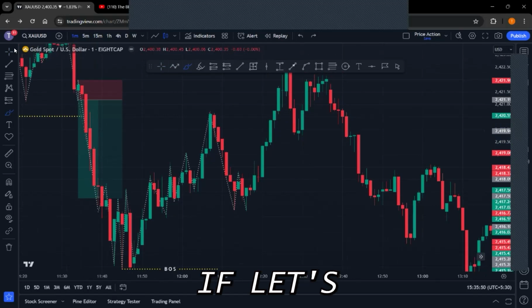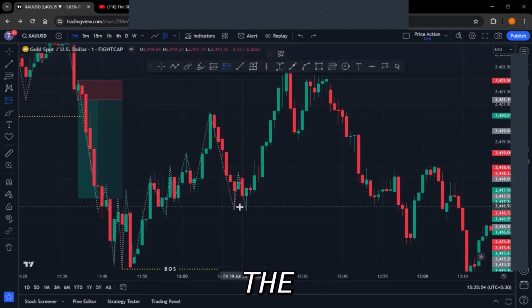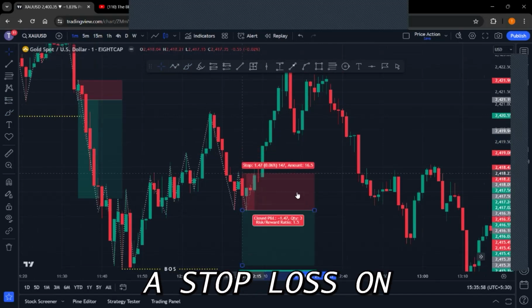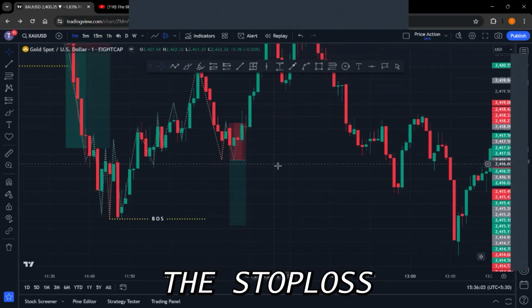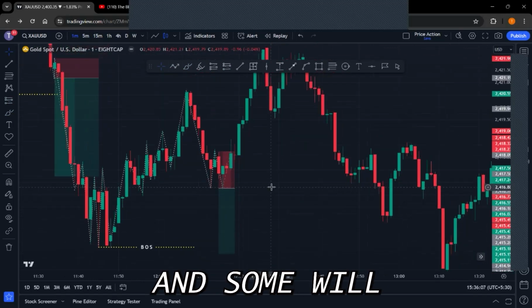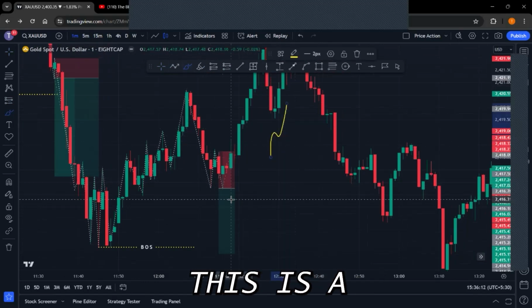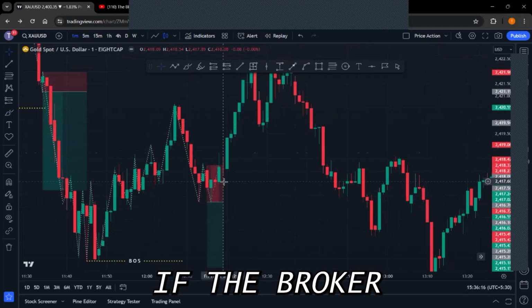Okay, and even if, let's say, sometimes in some brokers, what happens is instead of creating these equal lows, you might see a small breakout. You need to take entry on that breakout, putting a stop loss over here and targeting towards a major breakout structure. So this might be a place where you will hit a stop loss, because I told you so many brokers have a pip to pip difference, and some brokers will show you this as a higher low as well. Some brokers will show you this is a lower low, but this is the case where you can put your first sell in the market if the broker is showing lower low.